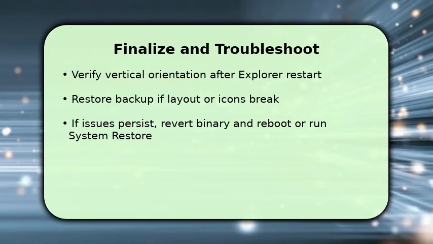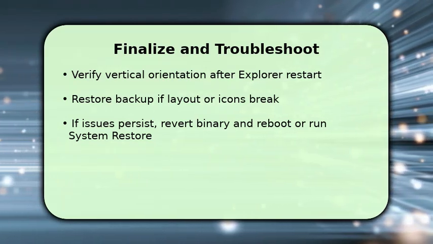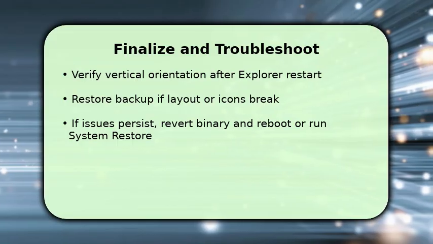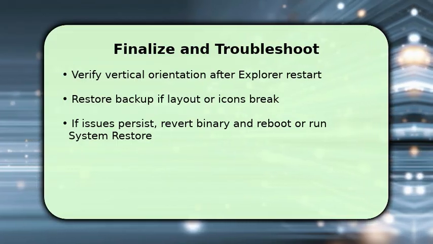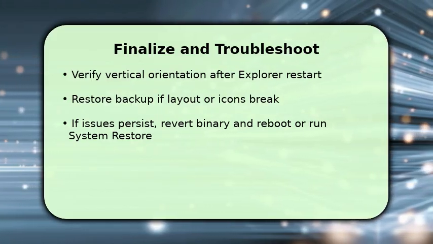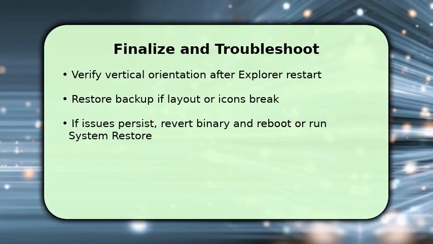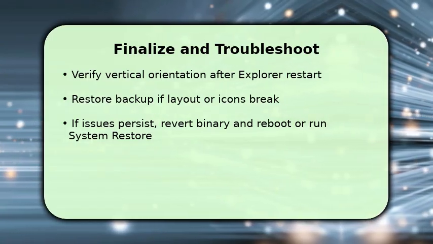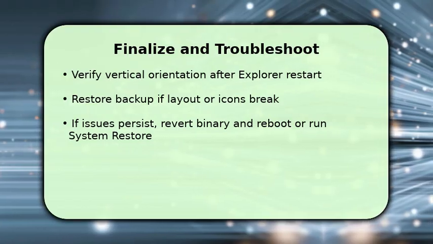If icons look wrong or taskbar misbehaves, immediately restore the registry export you created. That reverts the byte and returns the previous layout. Once restored, restart Explorer or reboot to ensure stability. If restore fails, run system restore to your earlier point.